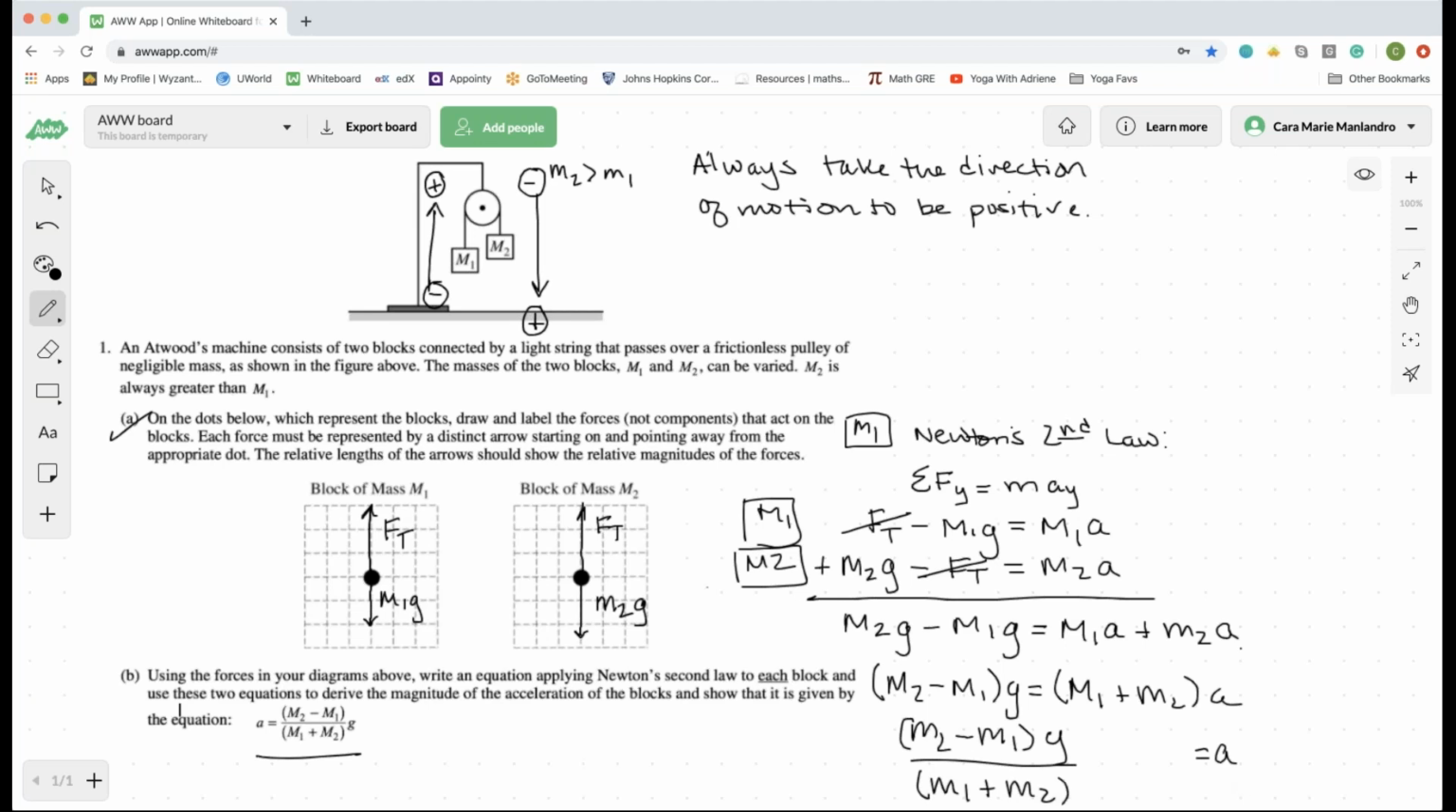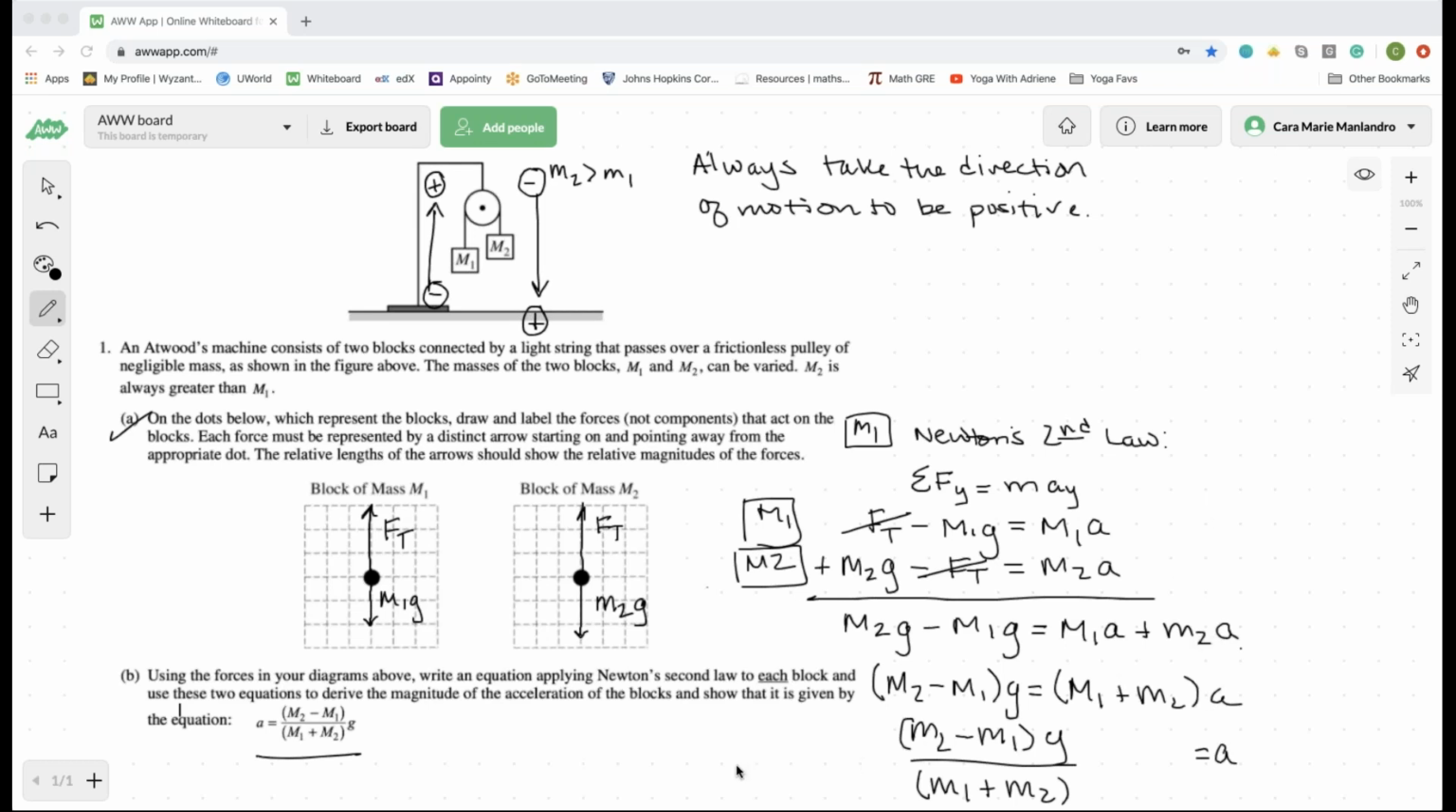Does anybody have any questions on how we approach that problem? A little bit of a nightmare if you don't take the direction of motion to be positive. Dan, did that answer your question? So I take the direction of motion to be positive. What if you don't know the direction of motion?